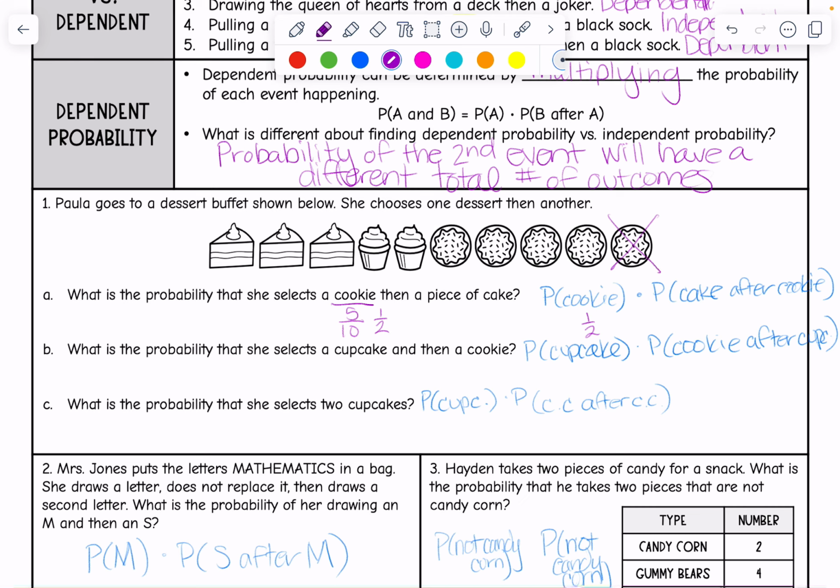Let's pretend she takes that cookie. Okay, so if she takes that cookie and we're going to look at what's left, well, now we have 9 desserts left. And so to get that piece of cake, she has 9 options. 3 of the 9 that are left are cake. So she has a 3/9 chance of picking a piece of cake. And so that fraction can also be simplified to 1/3. And then now we can multiply those two probabilities. So when we multiply 1/2 times 1/3, we can multiply straight across and get 1/6.